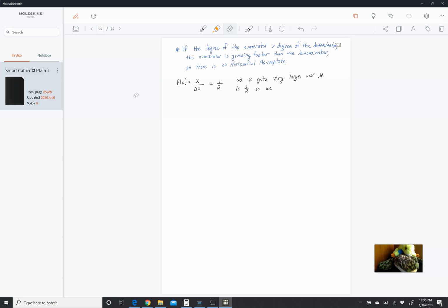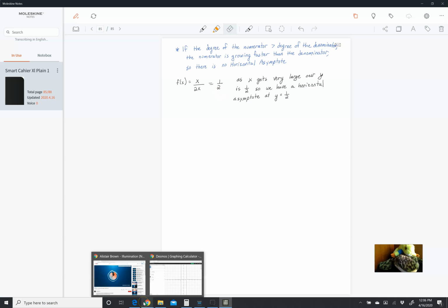So that means that we have a horizontal asymptote at y equals 1/2. Right? Because it doesn't matter what x is. X could be huge, but it's canceling out. So we get 1/2. So we're saying as we approach this, we get 1/2. And let's see what that looks like on a graph.